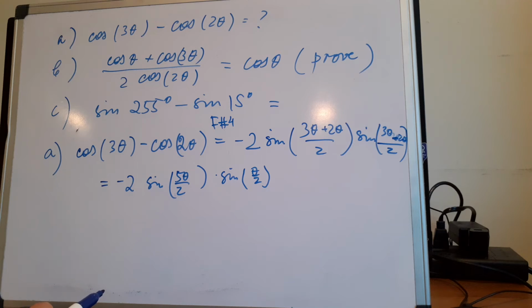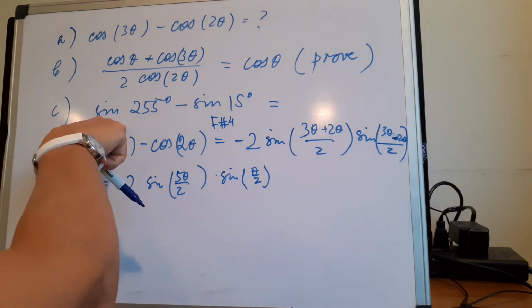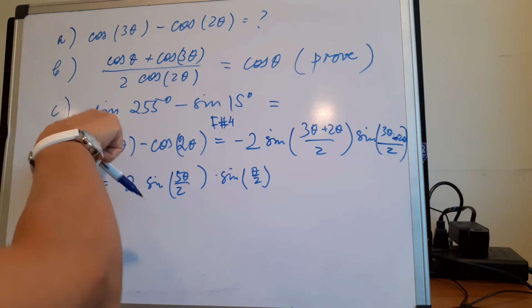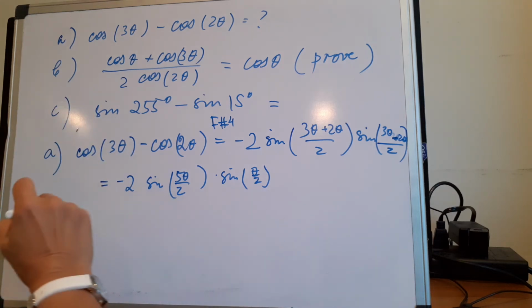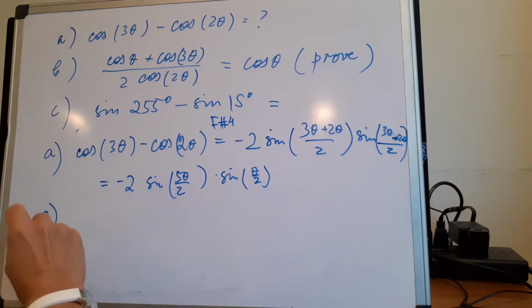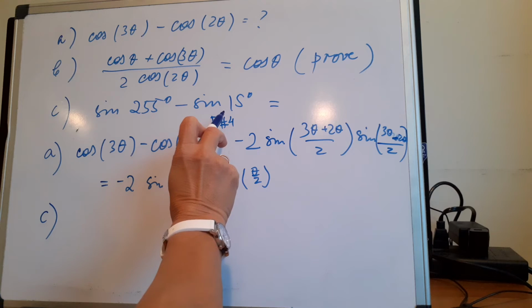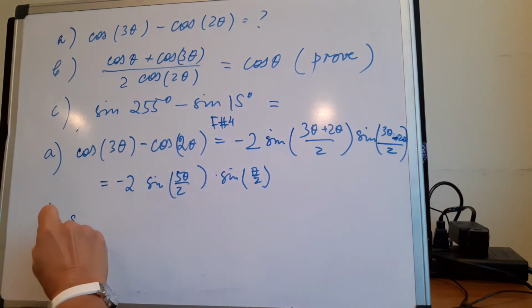Okay? To prove the identity, I think I'll need the whole board. So I'm going to move to question C, because question C is a shorter one. That's just use of the formula. And it's still going to fit over here. And then erase everything and do question B, okay? For question C, you see the difference of 2 sines, right? Difference of 2 sines, that's formula number 2.